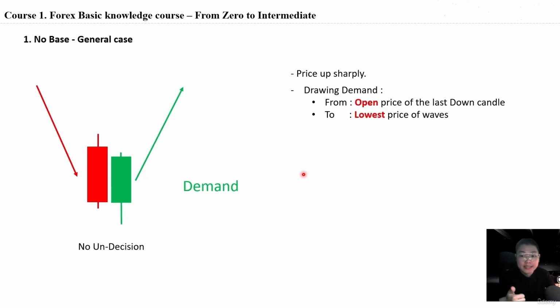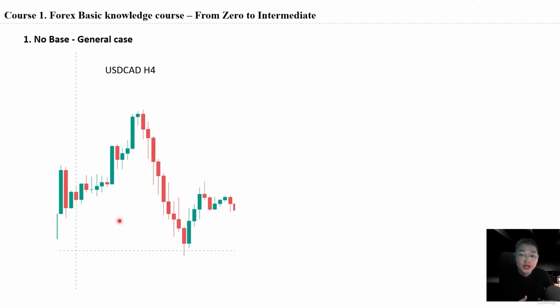And the next one is for the demand zone in the general case. For this one it is the same as the supply, but here it is a demand, and therefore the first thing you need to define is that price goes up very sharply. It means after the first up candles, we draw the demand from the open price of the last down candle to the lowest price of the range. It means these levels. And here is our demand zone. It's very simple, right? And here are the examples.